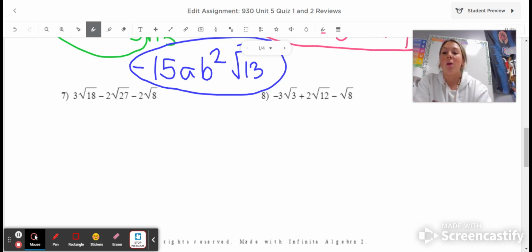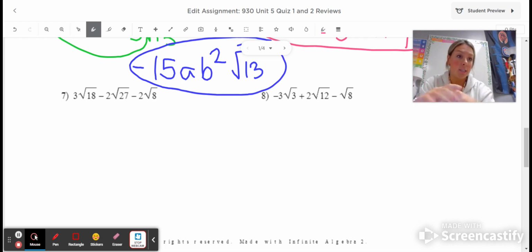So 3 root 18 minus 2 root 27 minus 2 root 8. None of those radicals are the same, right? I have a root 18, root 27, root 8. Those are all different numbers. So what I'm going to do first is simplify my radicals and then decide if anything is the same.